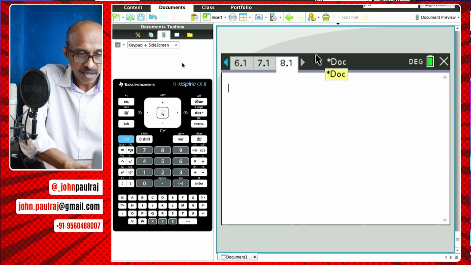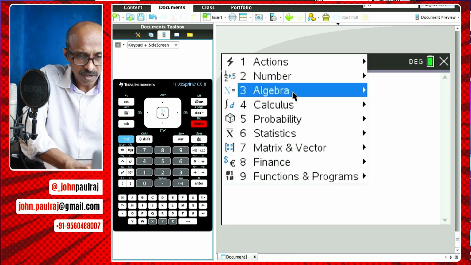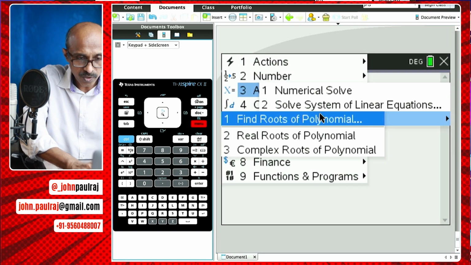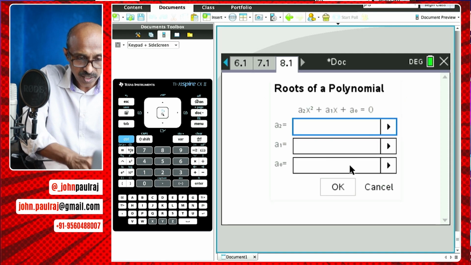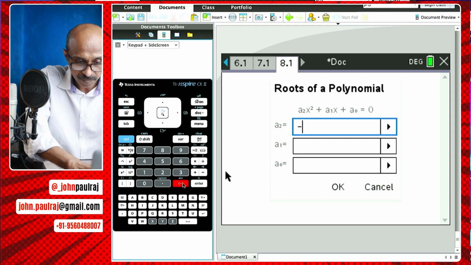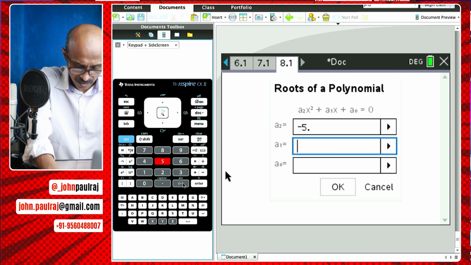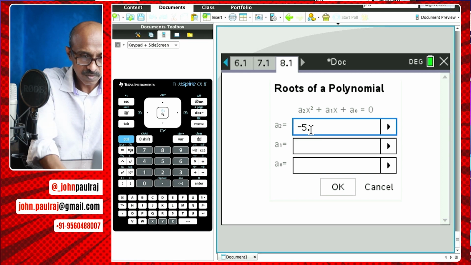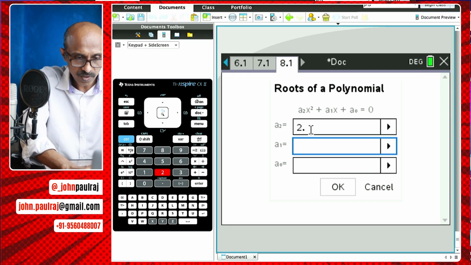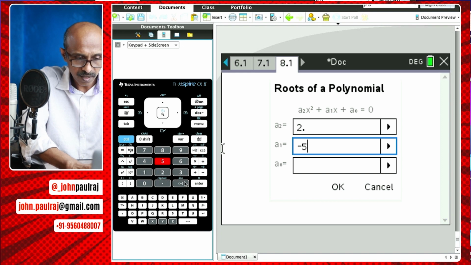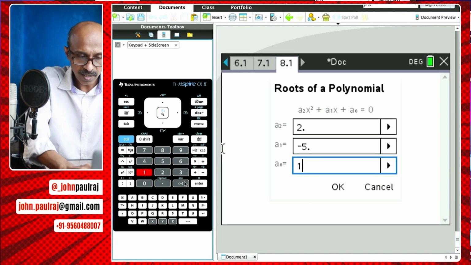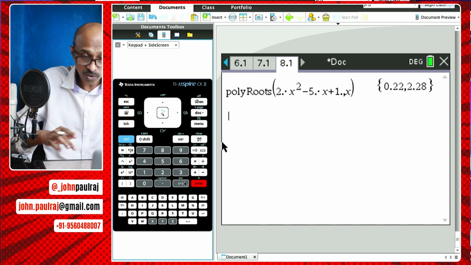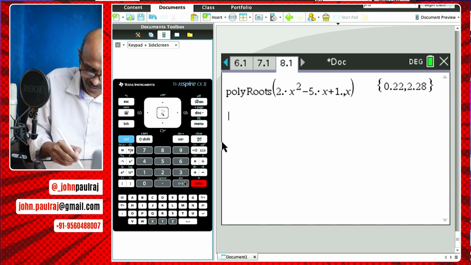So I'm going to jump there and menu, algebra, polynomial tools, find the roots of the polynomial, degree 2, just enter it as it is. So negative 5, remember, just use this sign for negative and that for subtraction. Okay, so negative 5, tab, sorry, this is 2. This is 2. Next one is negative 5. And this next one is a 1. All right, and hit enter. Those are the two values of x. So you got the value of x as 0.22 and 2.28. You got the two values.